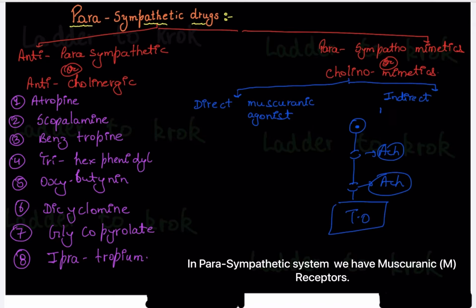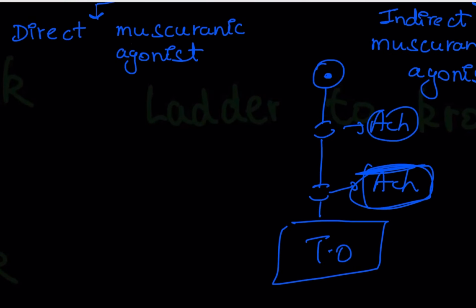The second type is indirect muscarinic agonists. See here, between this synapse, there is one enzyme. Do you know what enzyme is there? That enzyme is acetylcholinesterase.